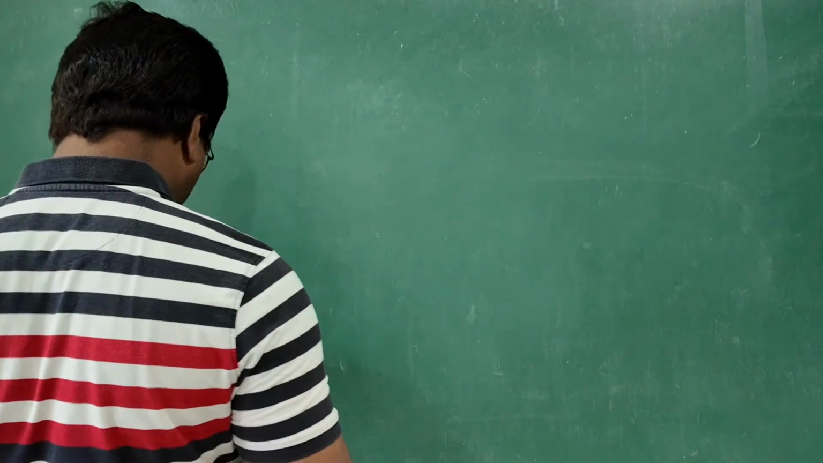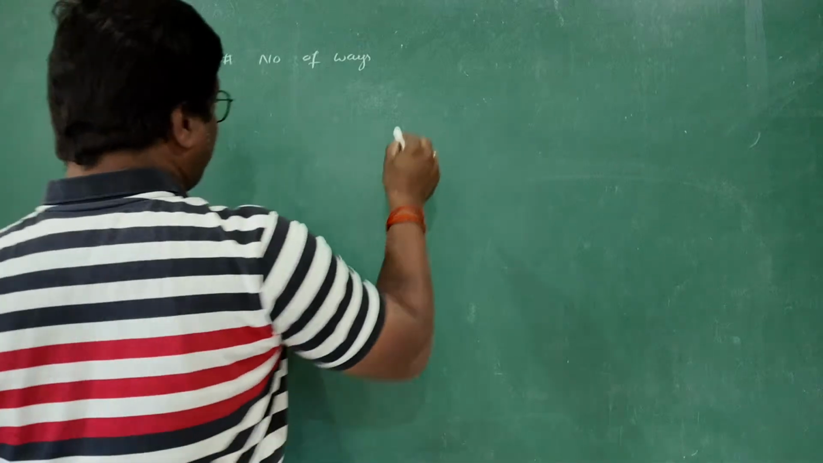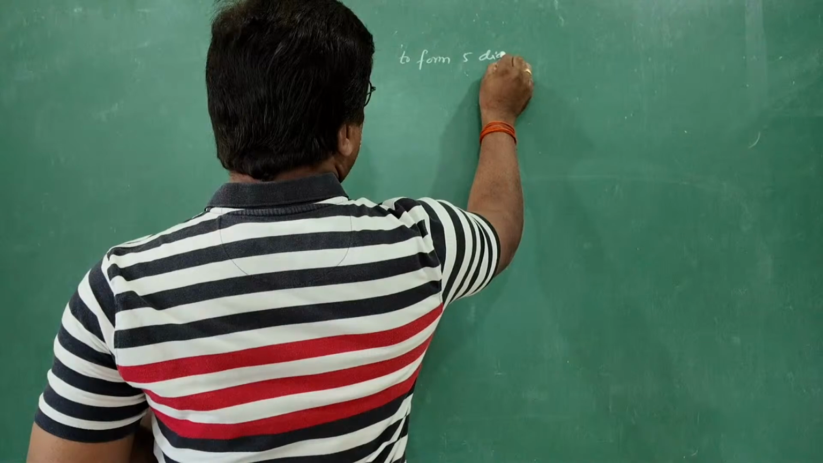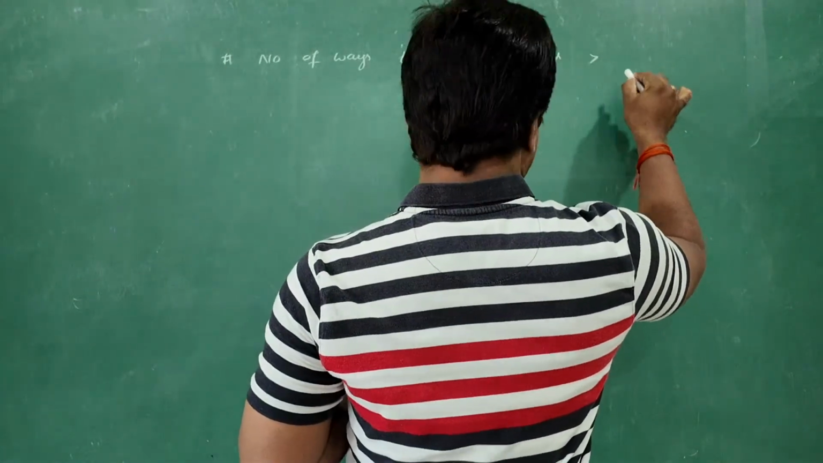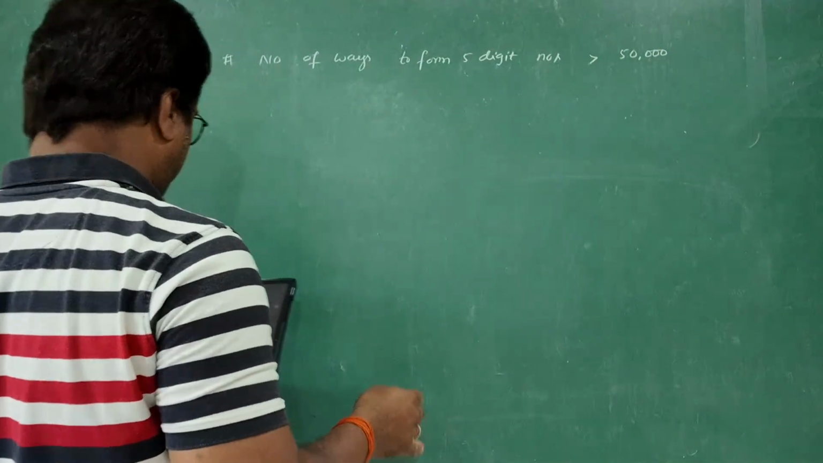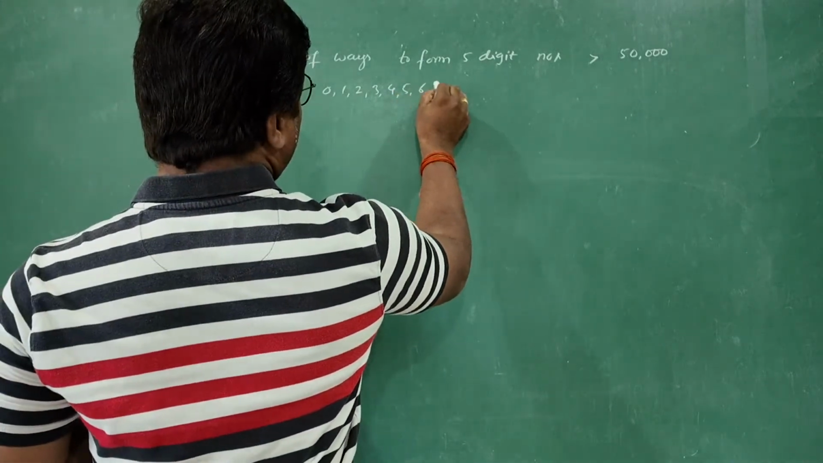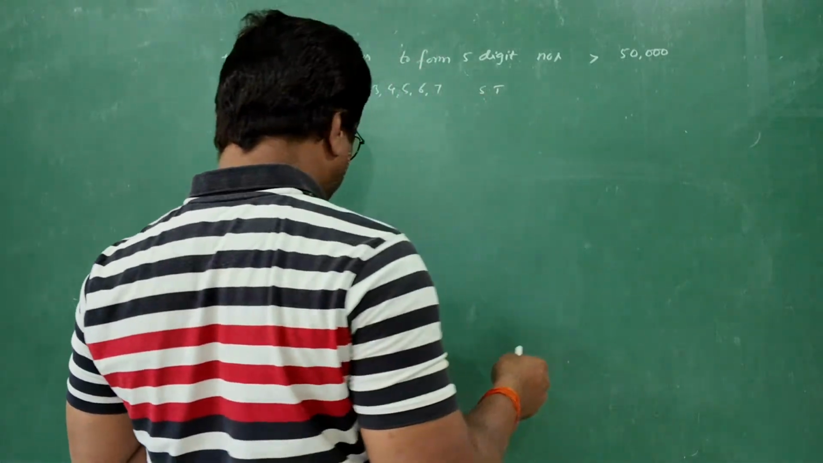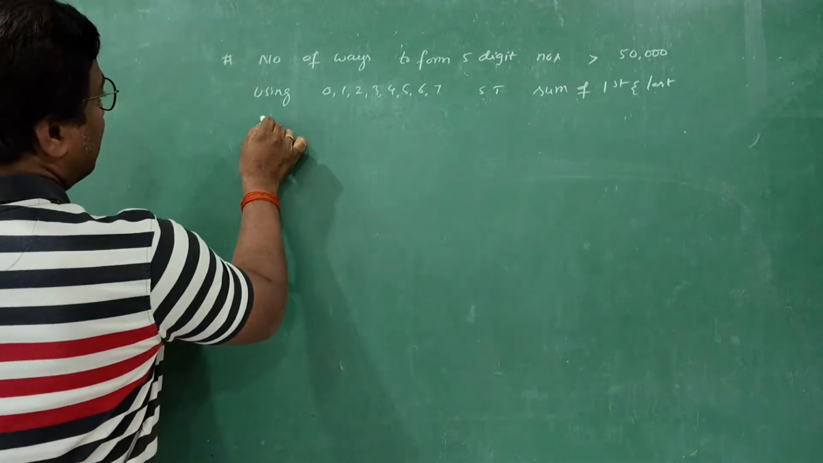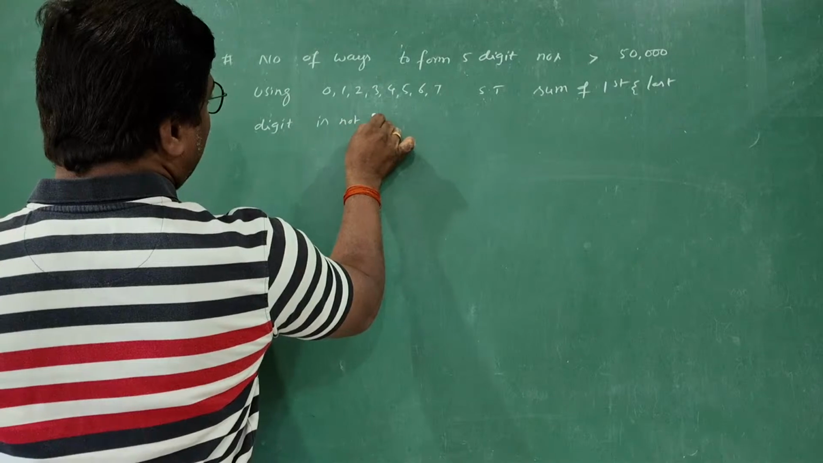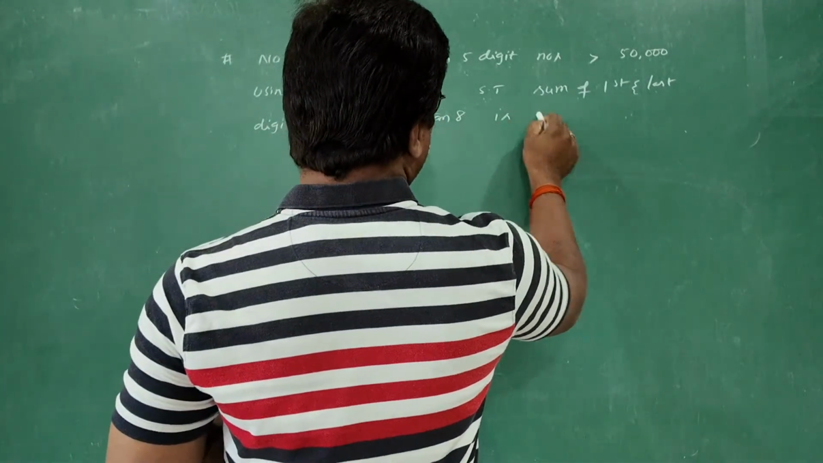Next question from the permutation combination topic. The question is: number of ways to form 5-digit numbers greater than 50,000 using the digits 0, 1, 2, 3, 4, 5, 6 and 7, such that the condition given, sum of first and last digit is not more than 8, is dash. This is the question.